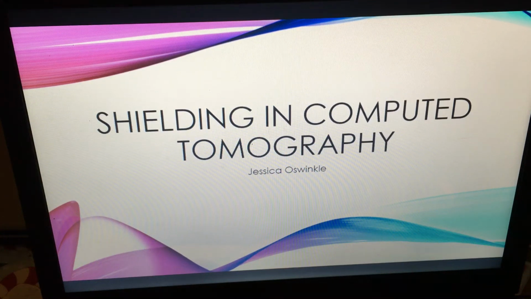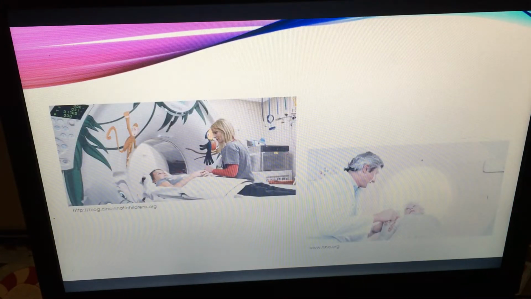Computed tomography is responsible for a very high dose of radiation of the patient population. Throughout the years, the number of CT scans performed has increased drastically. Because of this, the ways to reduce radiation dose to the patient are even more important than ever.